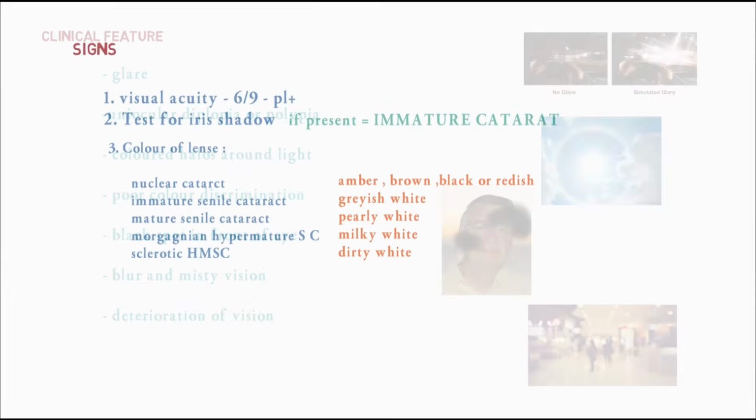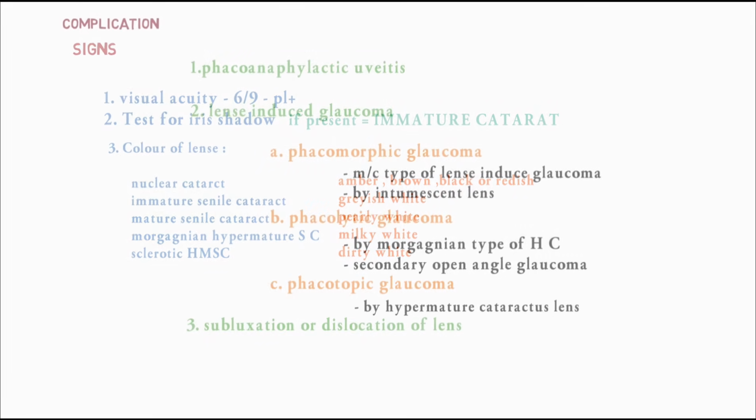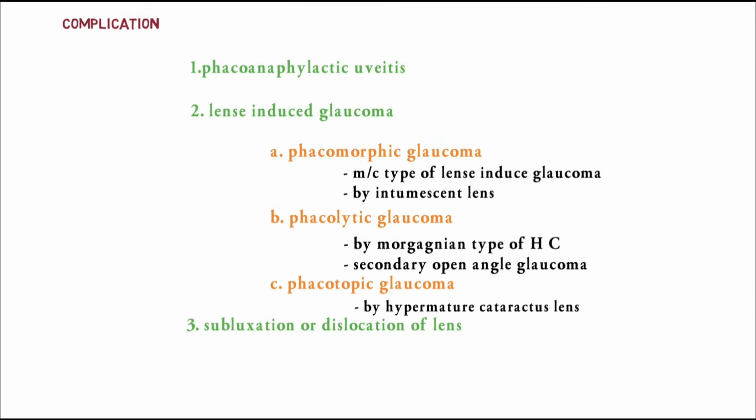And after that we take a look at signs and the color of the lens, and at last we discuss the complications, that is phacoanaphylactic uveitis, lens-induced glaucomas and subluxation or dislocation of lens. So this is all about the senile cataract. It is a very important topic as far as your NEET and UG preparation is concerned. We are going to start with complicated cataract.